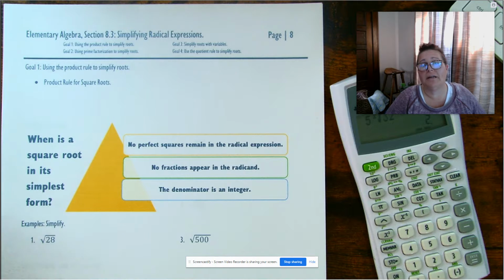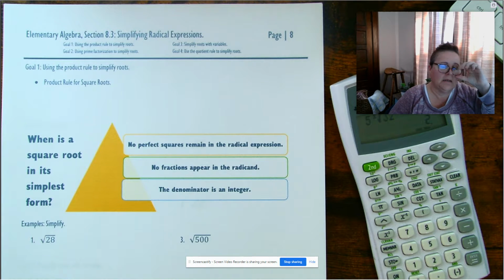We are still working on Chapter 8, which is Radical Expressions. We're going to be looking at 8.3 today, which is how do you simplify radical expressions. We're going to use the product rule. We're going to use prime factorization. We're going to talk about how to simplify square roots when there are variables in them. And then we're also going to use the quotient rule to simplify square roots. We already kind of did the quotient rule, but that's okay. We'll go over it again.